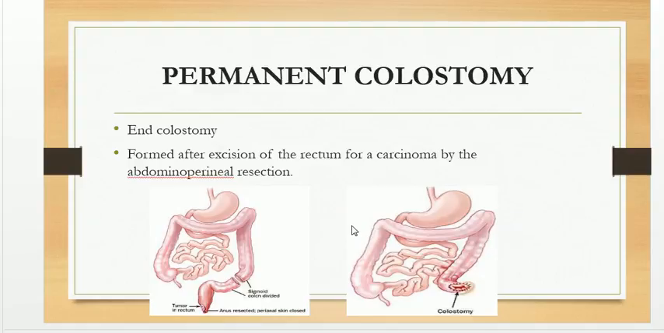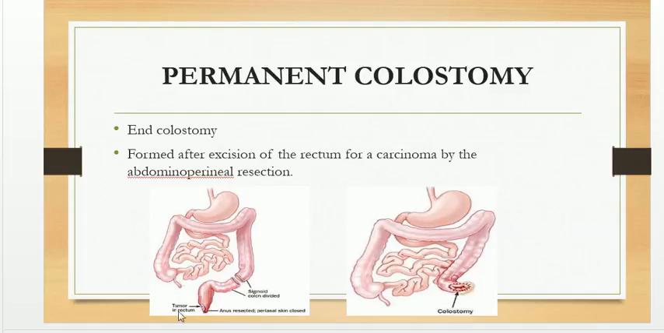Permanent colostomy. Sometimes we have to do a permanent colostomy. That means we are not going to revert it. It is end colostomy. What is the indication? For example, in abdominoperineal resection, we remove the anal sphincter even. So in those cases, in carcinoma of the lower rectum, carcinoma of the anal canal, formed after excision of the rectum for a carcinoma by abdominoperineal resection, this is one indication of permanent colostomy.